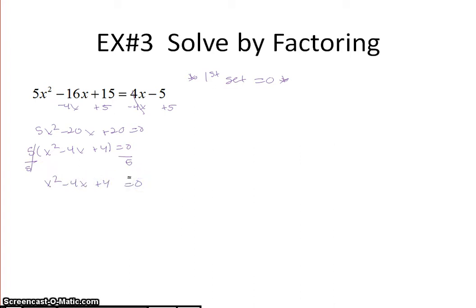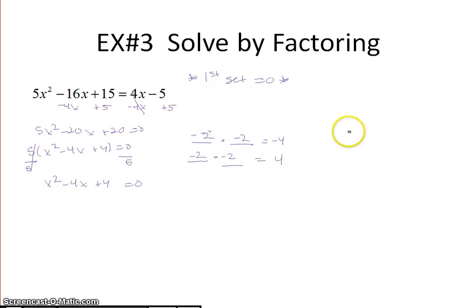And we can use the box method for this, or you can just do factor by foiling. But just to make sure everyone's up to speed on the box method, we want 2 numbers that add to be the middle number, which is -4, and two numbers that multiply to be the product of the outer numbers, which is 1 and 4, and those numbers are -2 and -2.